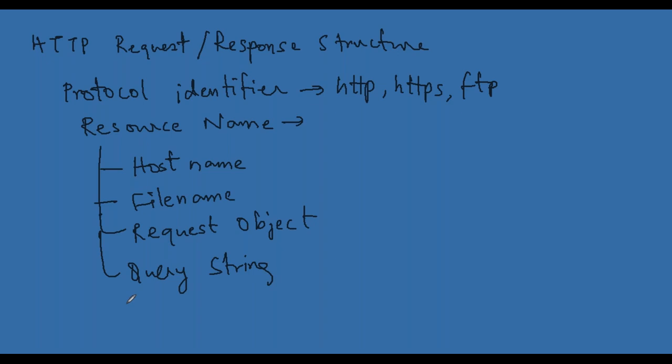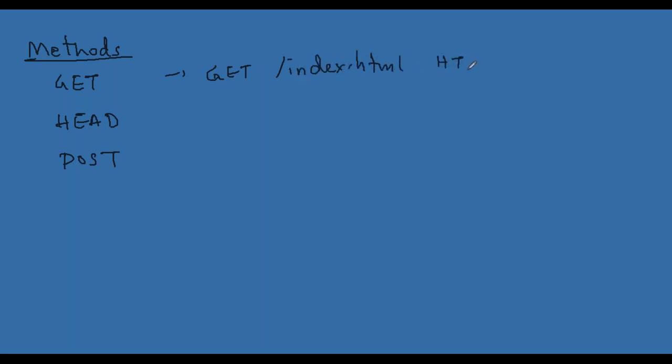Whenever you are processing or analyzing these requests, you will come across various methods which HTTP uses. By default, ASM would allow or accept only three HTTP methods: GET, HEAD, and POST. GET is basically used to retrieve the objects which are identified by the request URI. In a request, you might see something like GET /index.html HTTP/1.1.